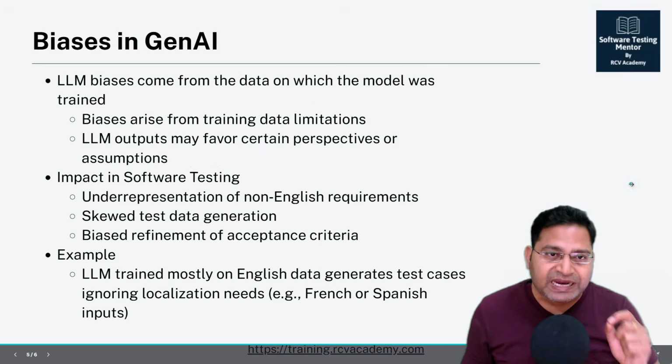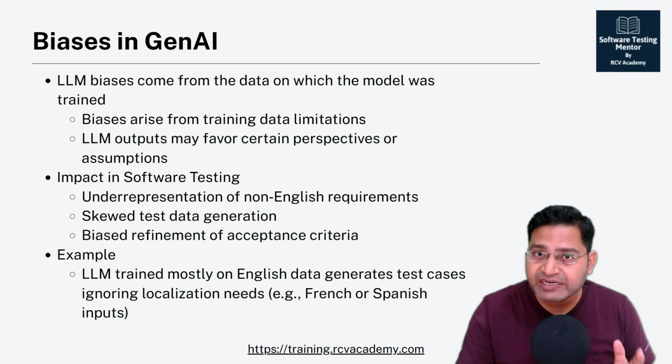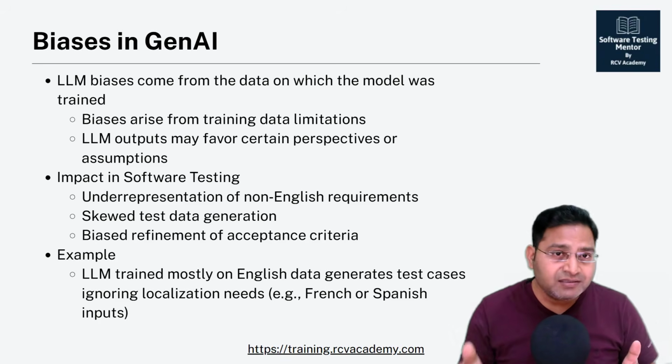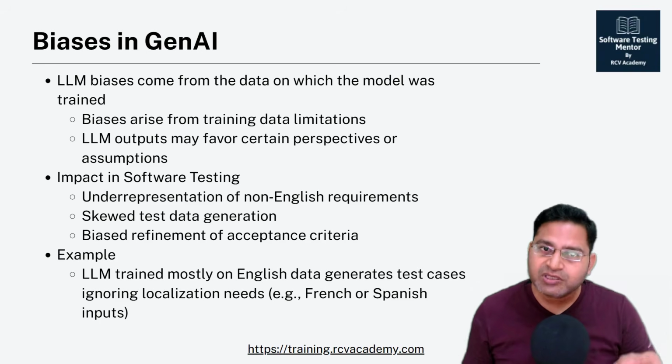Okay, then the biases in GenAI. Biases come from the data on which the model was trained. If the data is biased itself, obviously the model will be biased. Biases arise from training data limitations. So if you choose data from a specific demography or age group, obviously the large language model will provide outcomes biased towards that age group or demography. The LLM will favor certain perspectives and assumptions because it was trained on that specific type of data.